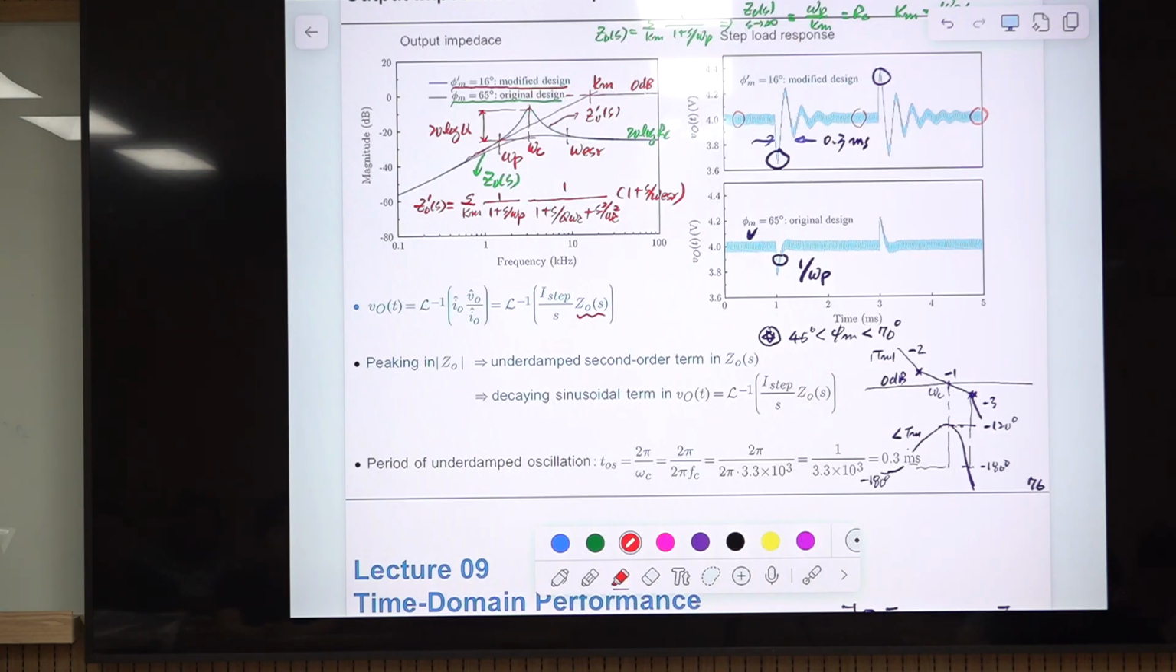Again, I'd like to emphasize the importance and implication of the phase margin. Phase margin is not simply some margin or something. It indicates the goodness of your control design and the performance of your converter.